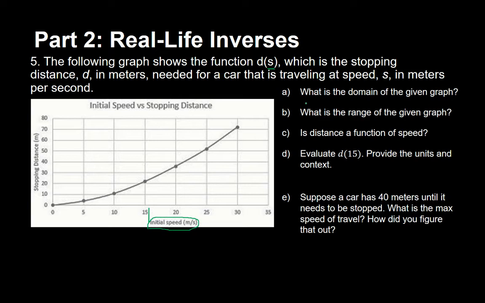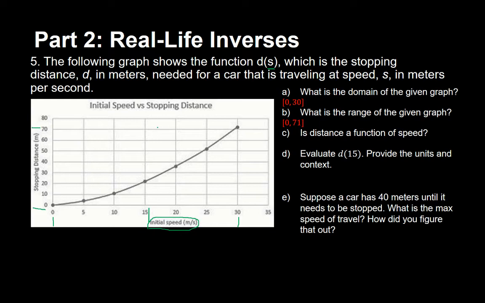All right, so the first question says, what is the domain of the given graph? Domain is the inputs, so it goes from 0 to 30. So 0 to 30, and we're including 0 and 30, and that's why we're using these square brackets. What's the range of the given graph? That's the output values, so 0 to a little above 70, so 0 to 71.